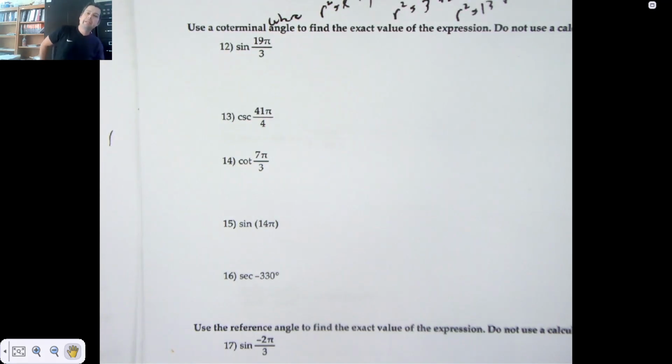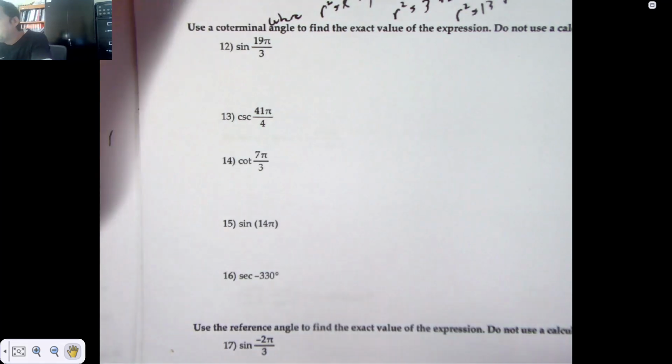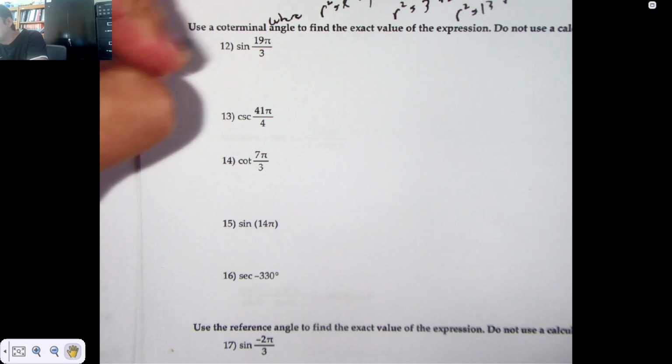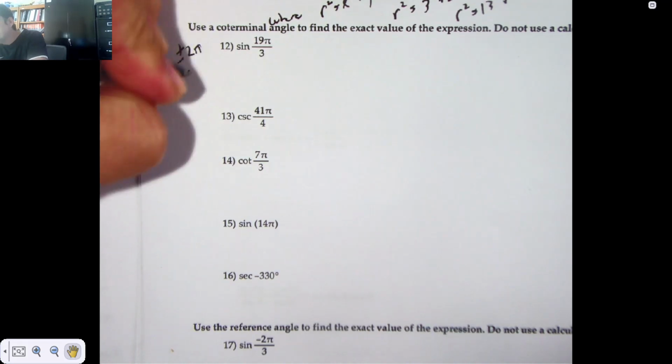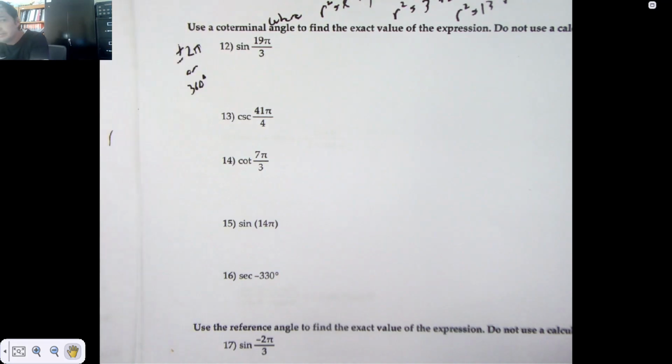Use the coterminal angle to find the exact value of the expression. Do not use a calculator. All right, so coterminal angles, we add or subtract 2 pi or 360 degrees, one of the two.